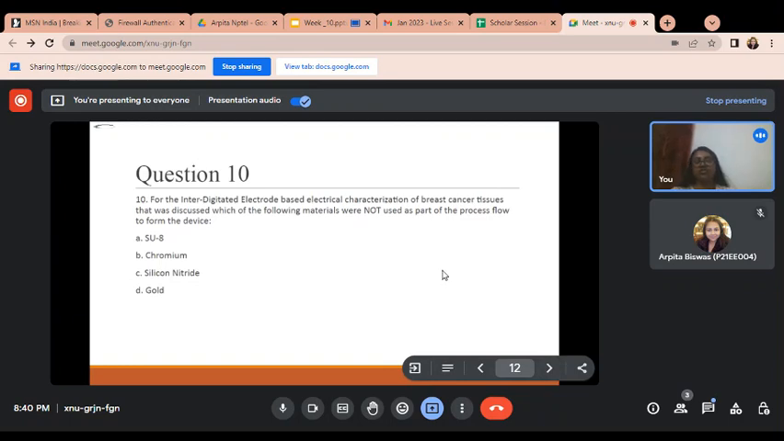So the next question, option 10, is for the interdigitated electrode based electrical characterization of the breast cancer tissue that was discussed. Which of the following materials were not used as a part of the process flow to form the device? The first option is acetate, the second option is chromium, the third option is silicon nitride, and the fourth option is gold. So what is the right answer? Go through the question carefully and then try to give the answer.